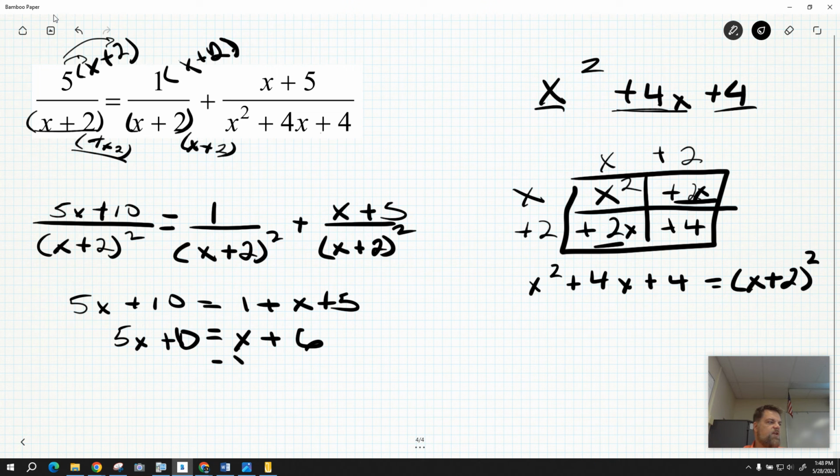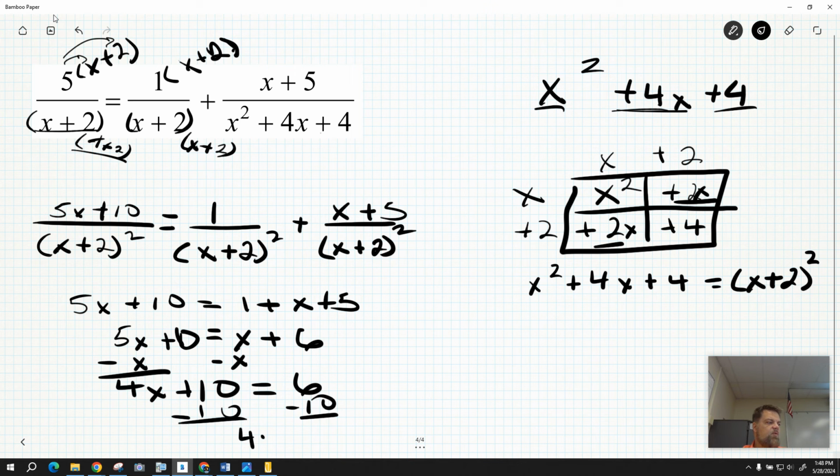I'm going to subtract x from this side, subtract x from this side. I get 4x plus 10 equals 6. I'm going to subtract 10 from both sides. And then I end up with 4x equals negative 4. And if you solve that, you get x equals negative 1.